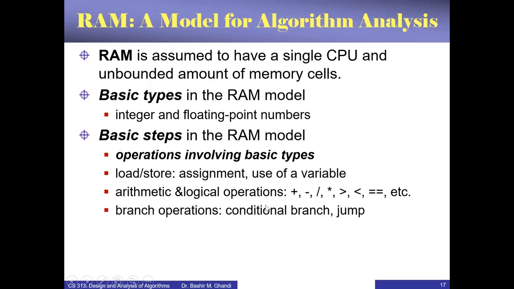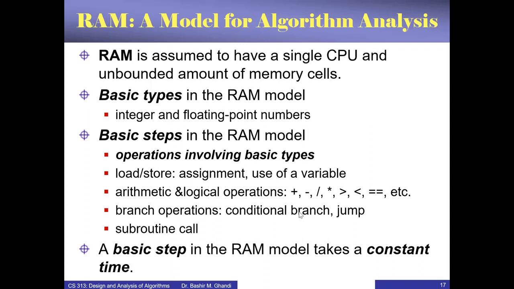We're also going to assume that our RAM can execute branch operations. So things like if, else if, and so on. So conditional branch as well as jump. It can also call a subroutine. So for example, from within the reverse method, we can call swap.